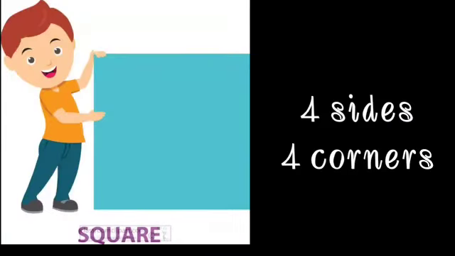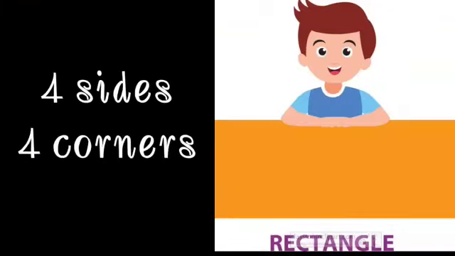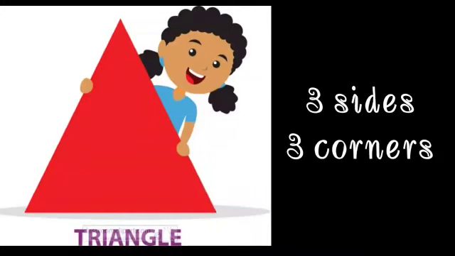It has 4 sides and 4 corners. Square has equal corners and sides. Let's talk about the third shape, rectangle. It has 4 sides and 4 corners, but the sides and corners are not equal. Now the next shape is triangle, and triangle has 3 sides and 3 corners.